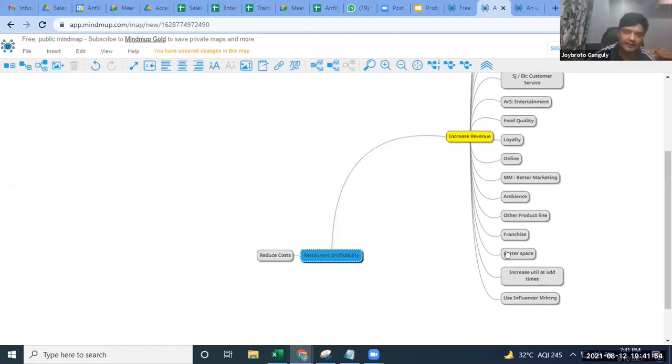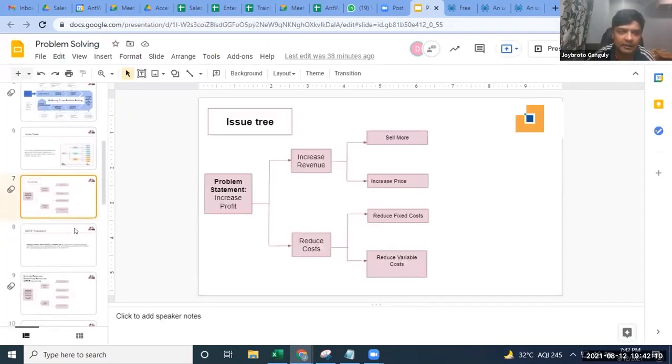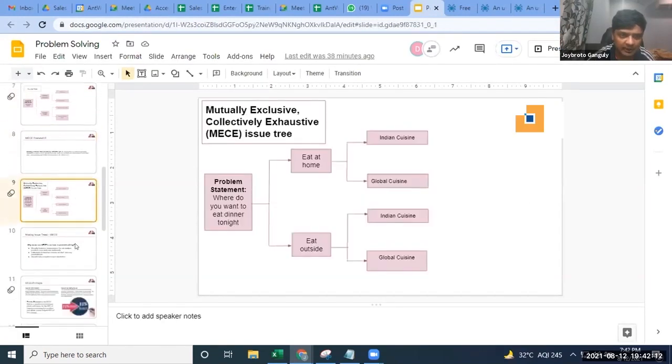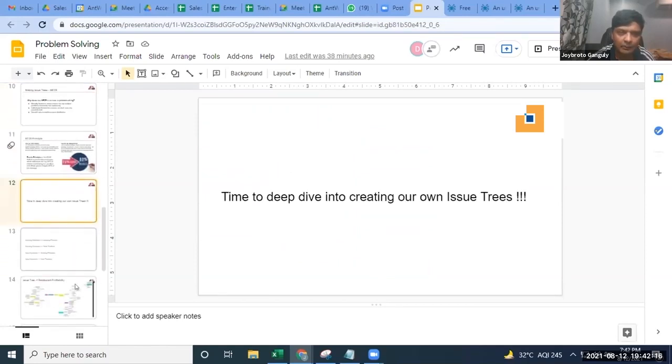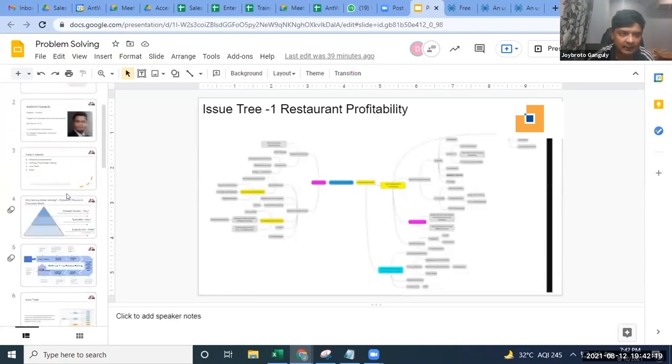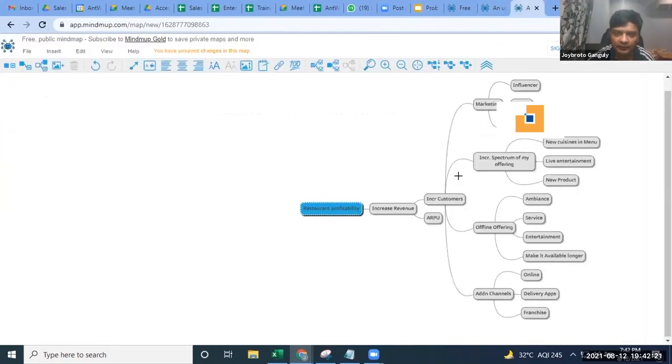Like there was one idea here that I want to source the product from strategic sourcing, but that's a cost lever. That is not a revenue lever. Okay. Is this making sense? Are you guys understanding a little bit of how to do issue trees? Is it making some idea in terms of how to get this done? Okay. Perfect.